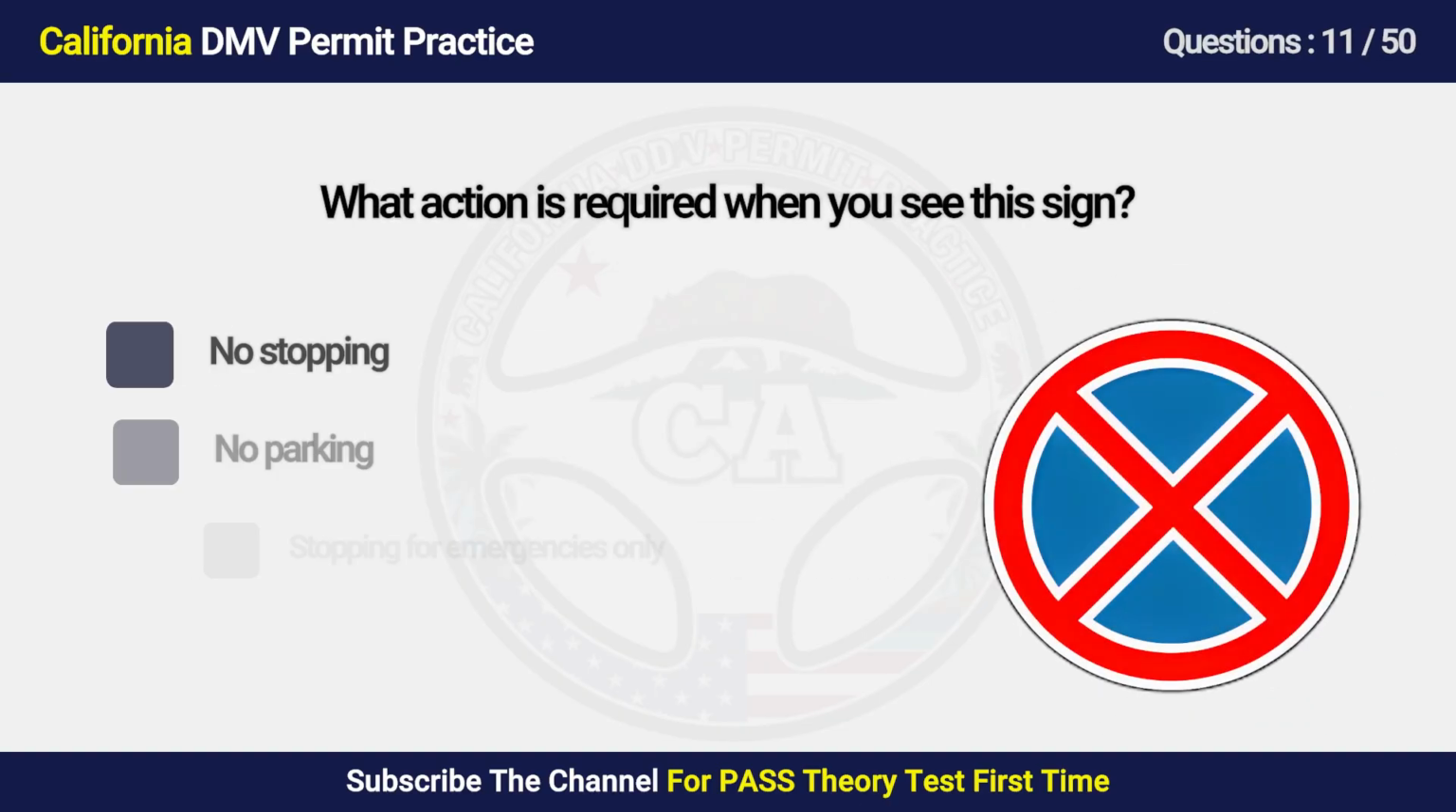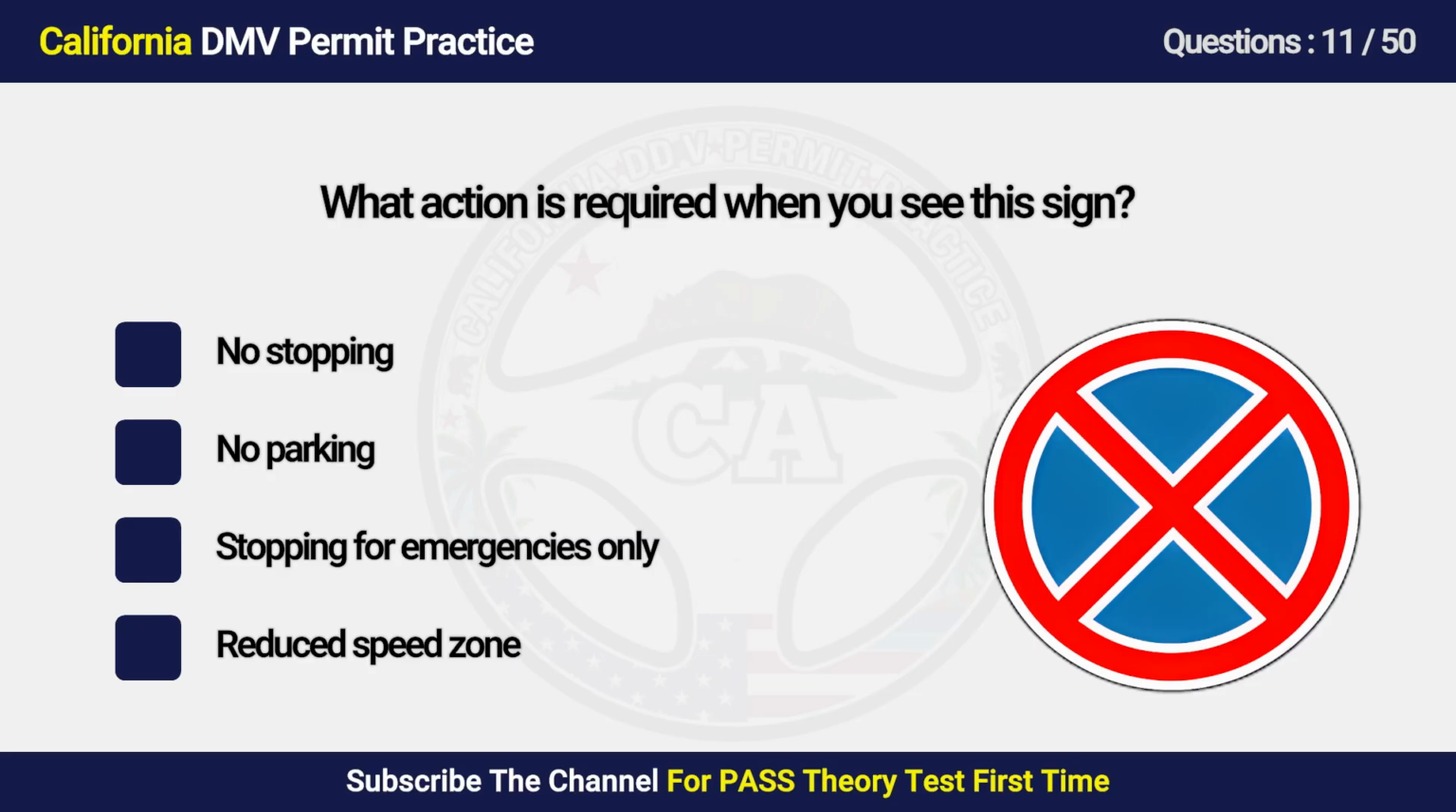Question 11. What action is required when you see this sign? A. No stopping. B. No parking. C. Stopping for loading only. D. Speed zone.